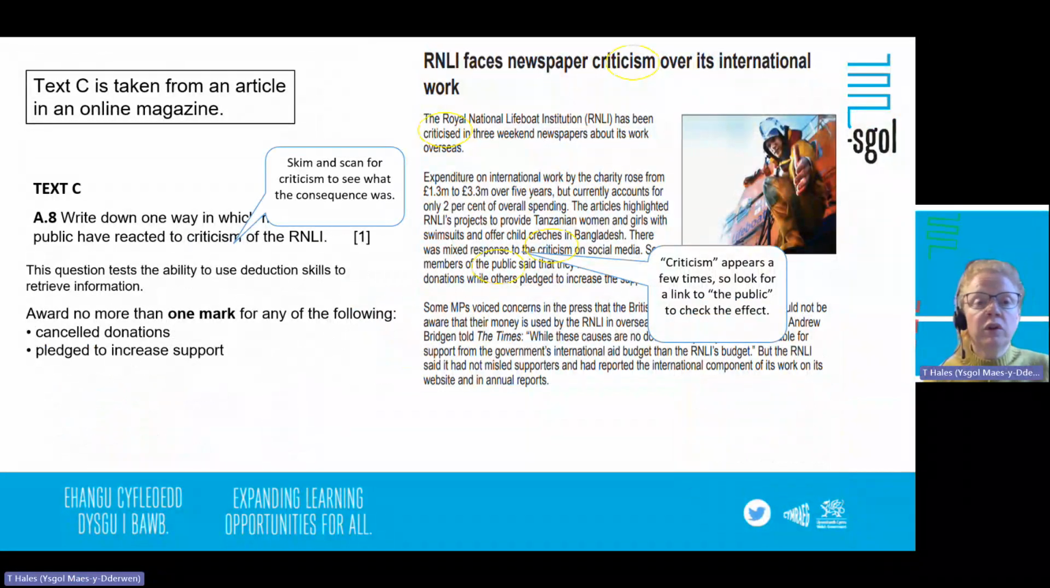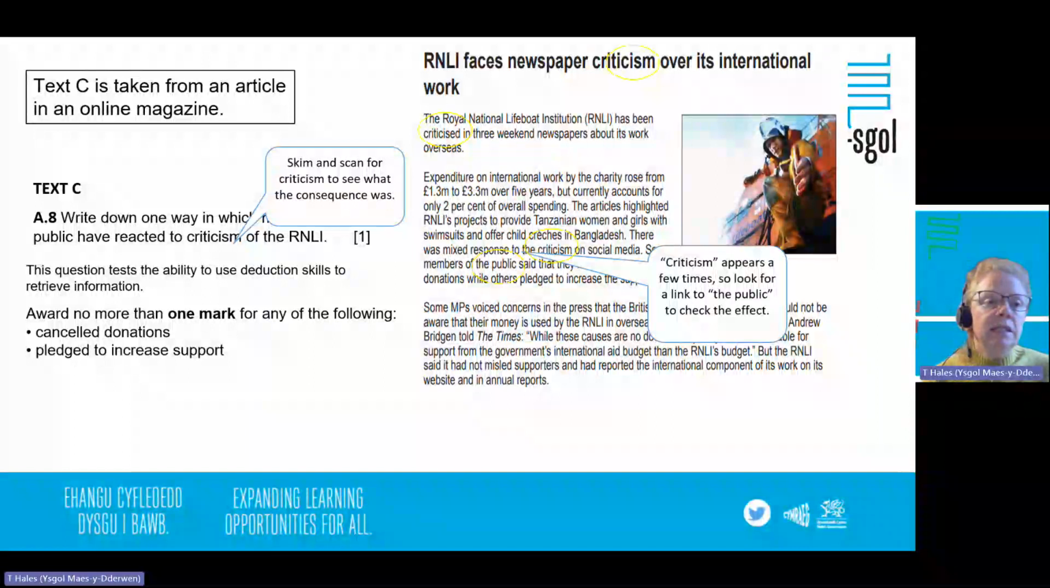Okay, we're moving on. We're on text C now, and we won't have spent much time on A1 to 5 so far. We'll have moved quite quickly through these because these are single mark, 2 mark questions. They're not taking a long time. So we're going quite quickly through the reading texts. The biggest amount of time you'll have spent so far probably is on reading the texts in the first place.